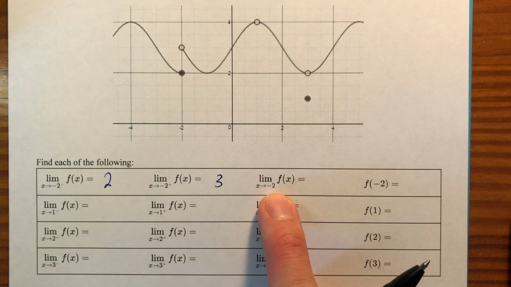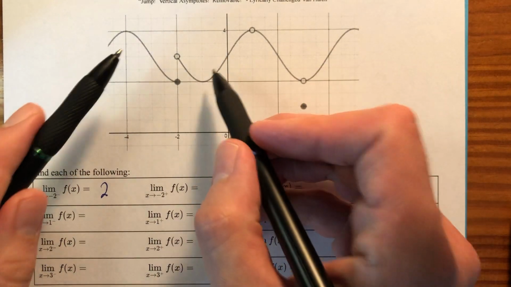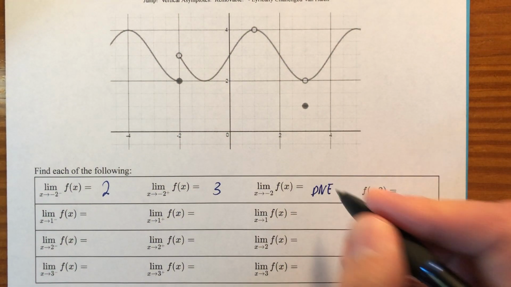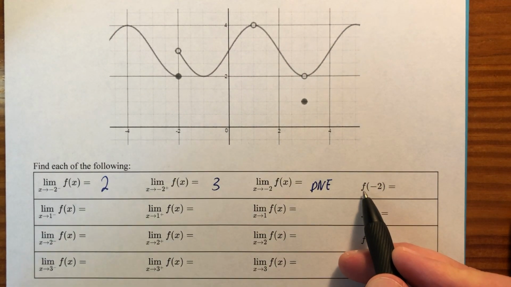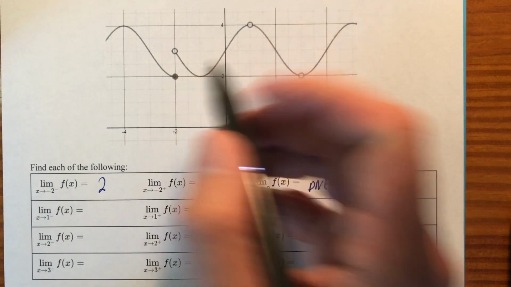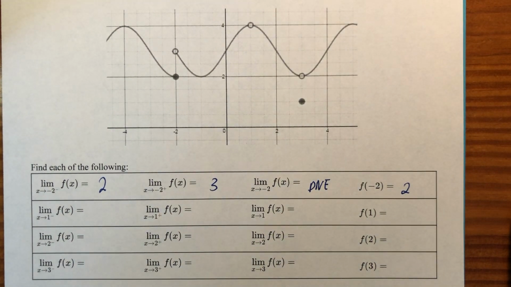Now we take the little plus and the minus off of the end of it, saying I don't care from the left, from the right, as long as they match up. And they don't. So this limit does not exist. Technically it doesn't equal, does not exist. And then I'm asked, what is the value of the actual function at -2? And the actual value of the function is +2, because that's where the hole is. Okay? We have already decided that there is a discontinuity there.